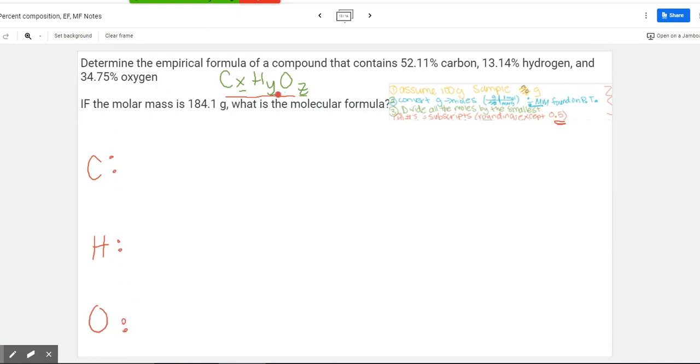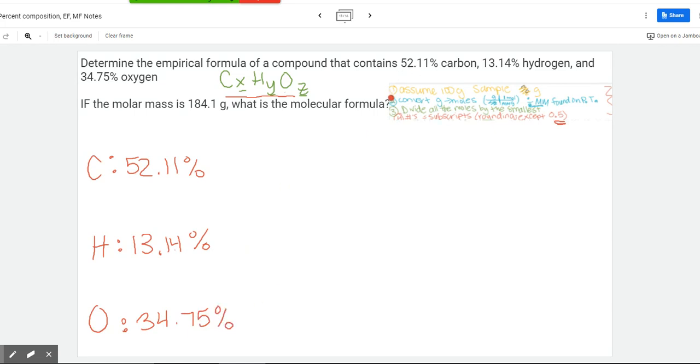And the percents that were given to us was 52.11%, 13.14%, which that is not a 14, but you know what I meant. 13.14. All right. And then we have our oxygen, which was 34.75.